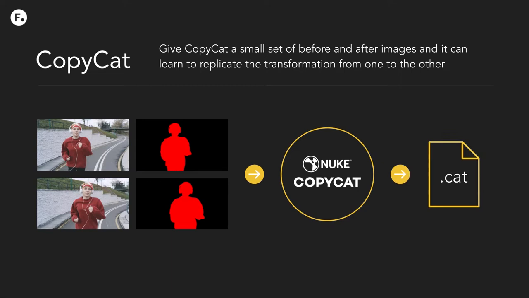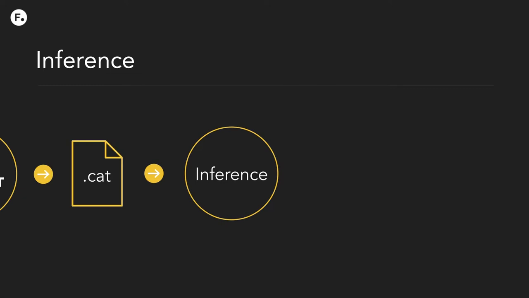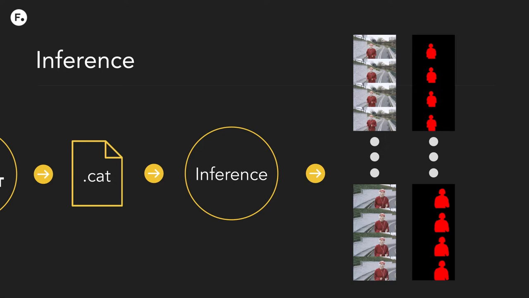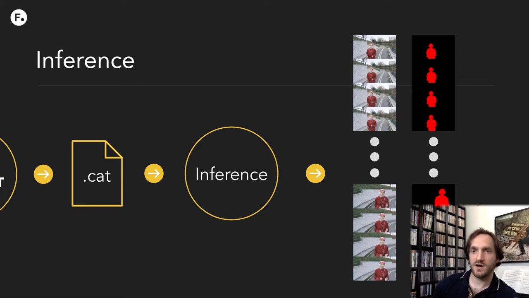This exports a cat file, which contains the network weights, which they can then load up in the inference node, where they can apply the trained network to the rest of the sequence, or even multiple similar sequences, potentially even across whole shows. Imagine you've got a whole TV series, and using CopyCat, you can tailor an effect to work just on the lead actor who appears over and over again in hundreds of shots. Like, how cool is that?